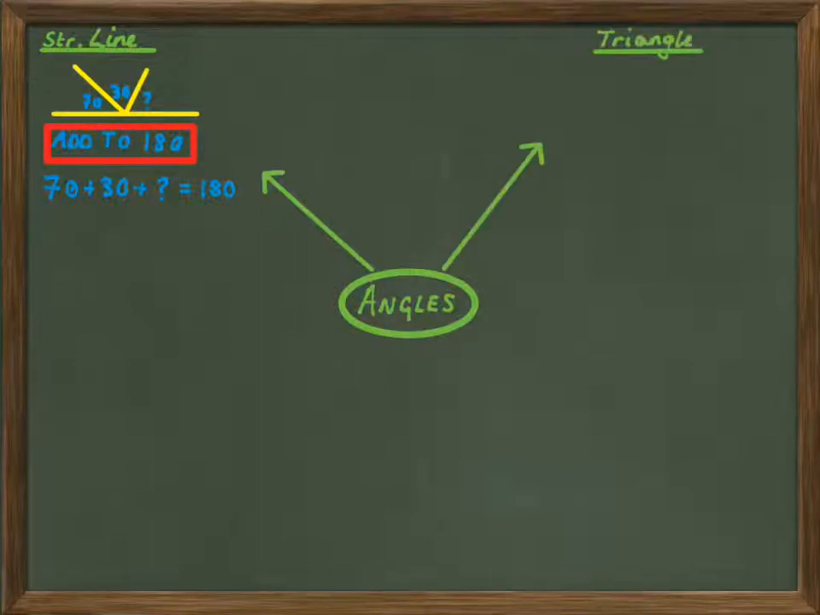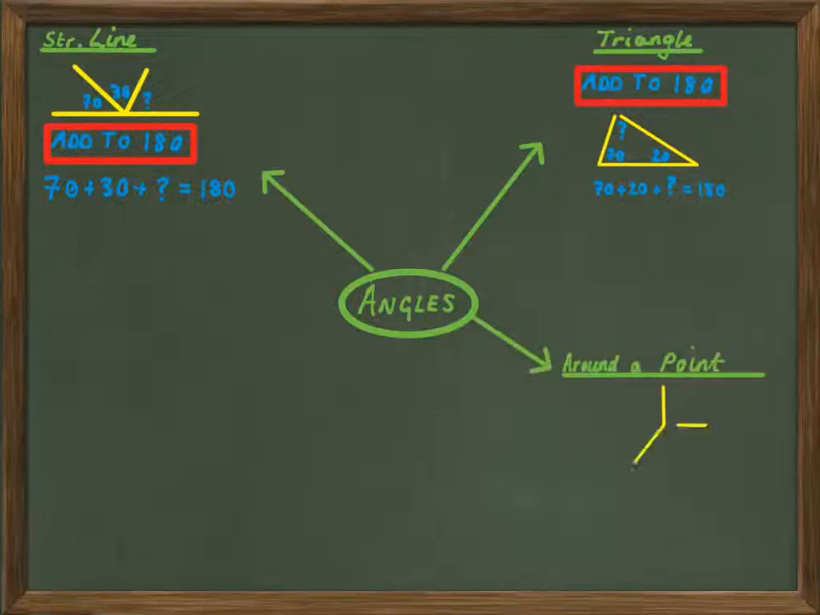Next one, triangle. Angles in a triangle also have to add to 180. Now, this is no particular special type of triangle. I'm just talking about triangles in general. As long as it's got 3 sides, it'll add to 180. If that was my example, 70 plus 20 plus the question mark has to equal 180. And then I do 70 and 20 is 90. Difference between 180 and 90 is obviously 90. So the question mark will be 90.